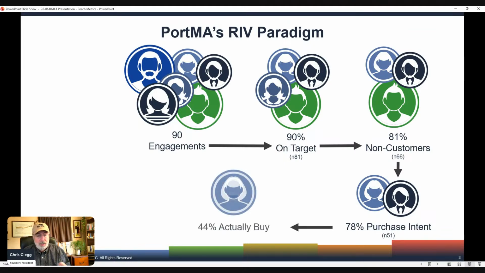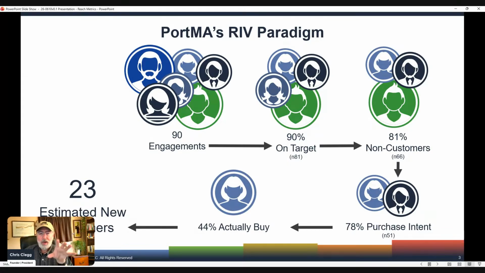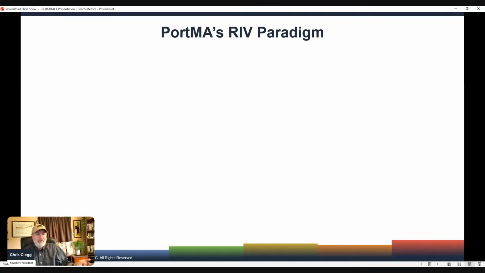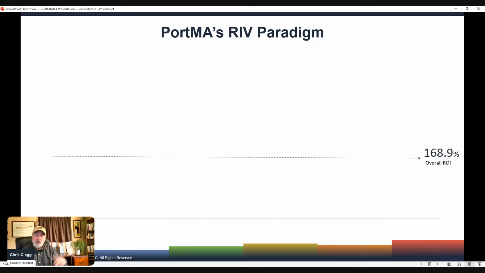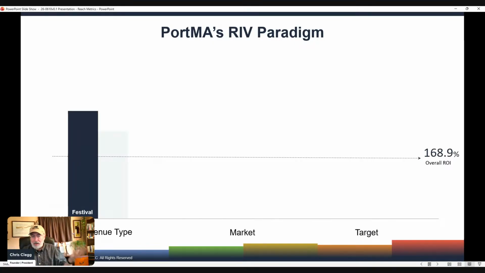Now, people don't always do what they say they're going to do. There's a lot of different models to calculate the actual buying behavior. In this example, if 44% were actually purchasing, we'd have 23 estimated new customers. Now, that 23 of 90 gives us that conversion metric, but also those 23 in and of themselves have value, and I can divide that value by what I spent for that hypothetical day of activity, and then start to segment how that varied across my campaign.